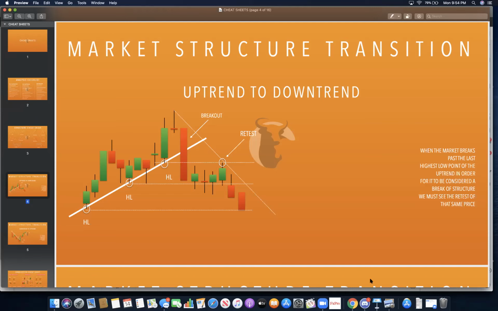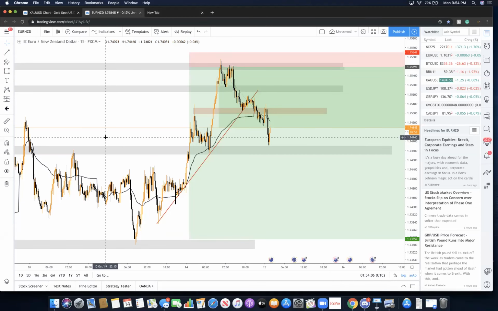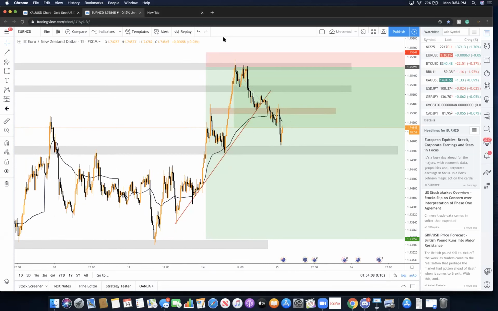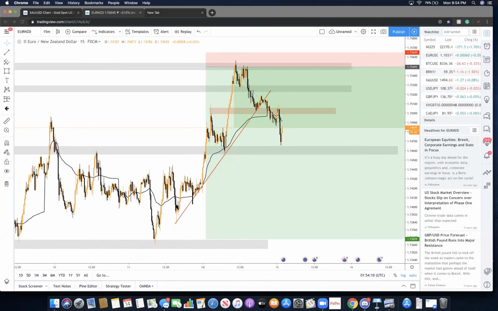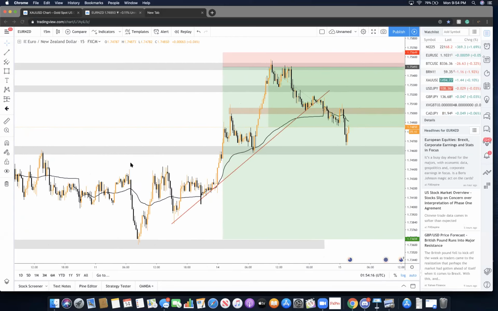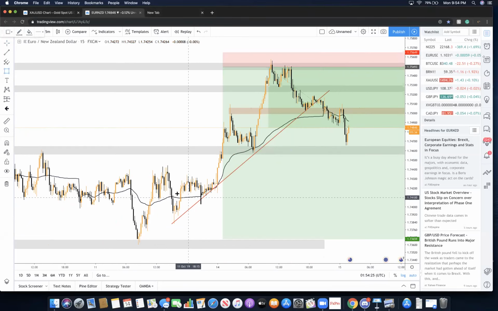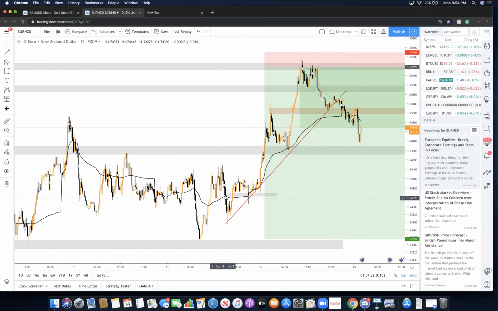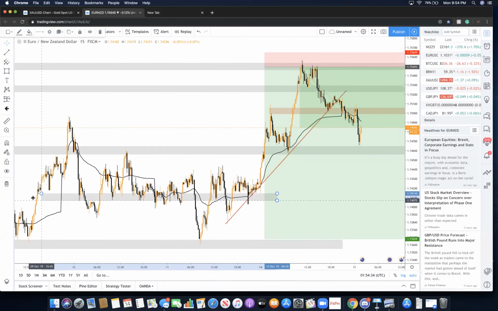100%. For instance, to back up what you're saying, let's look at this chart I have up, Euro NZD. So we can see here that although we had a move to the upside here, right? We can see here that the market consolidated right around this support area where the market was consolidating prior to that.